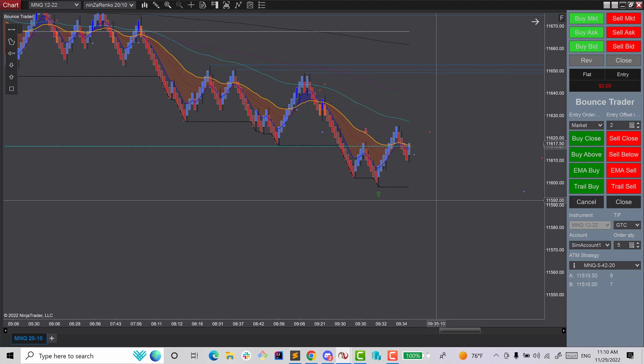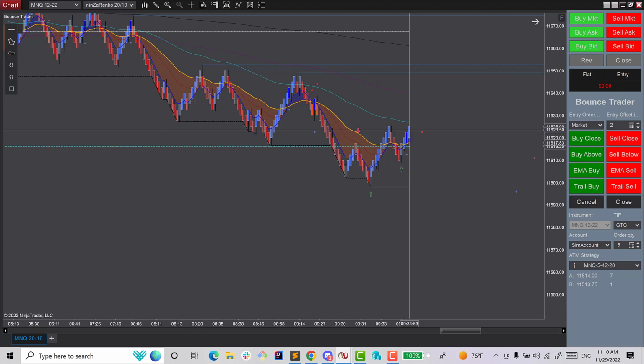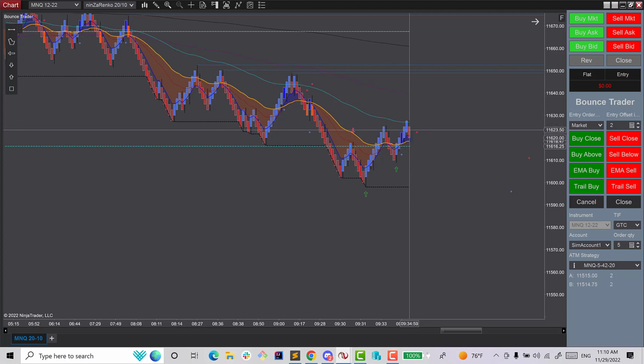Here I consider this was an impulsive leg up, so I consider this as 34B, so I took this trade because there's still room before these wicks. Yeah, see, in 2 bars and I'm out.